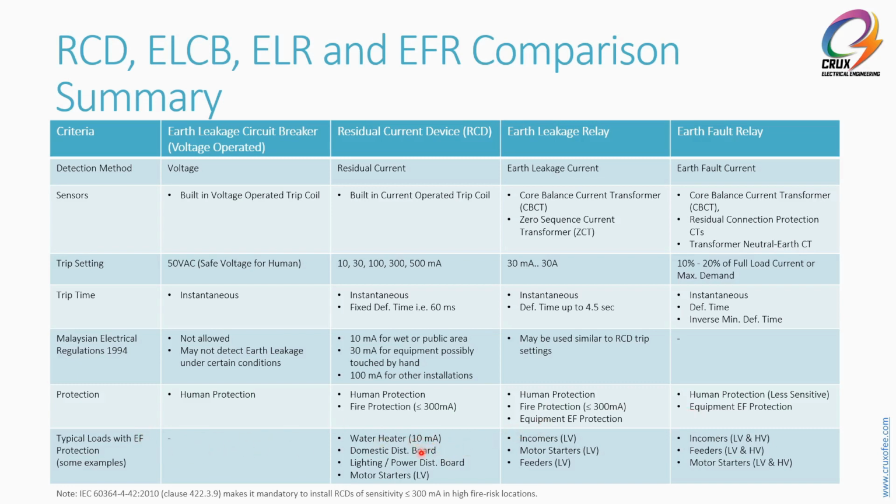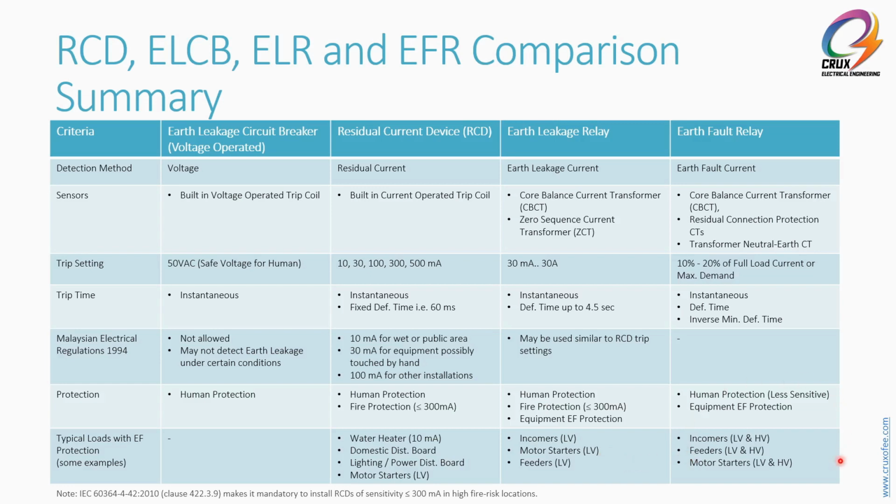Finally, the typical loads used with earth fault protection, just as examples: water heater, 10 milliamps; domestic distribution boards, lighting and power distribution boards, motor starters, low voltage. For the ELR, feeders, motor starters and incomers are also used, but the setting is up to 30 amps. For example, if your specification says that motor starters only allow a maximum setting of 10%, then the maximum load for a motor starter using ELR will be 300 amps. That is close to about 180 to 190 kilowatts.